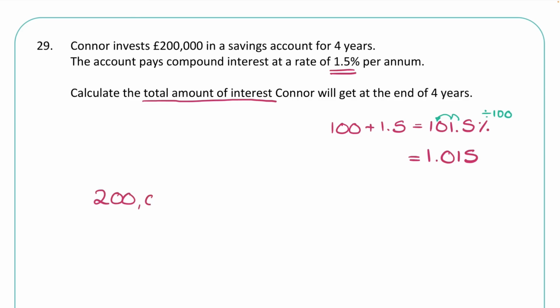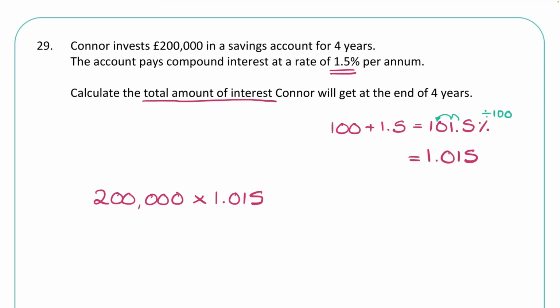200,000 multiplied by 1.015. Now we could either do that 4 times. Obviously if we type that in, 200,000 times 1.015, we get 203,000. So you get £3,000 interest in the first year. Now if you were getting simple interest, you'd only ever get £3,000. So it'd be nice and easy if it was simple interest.